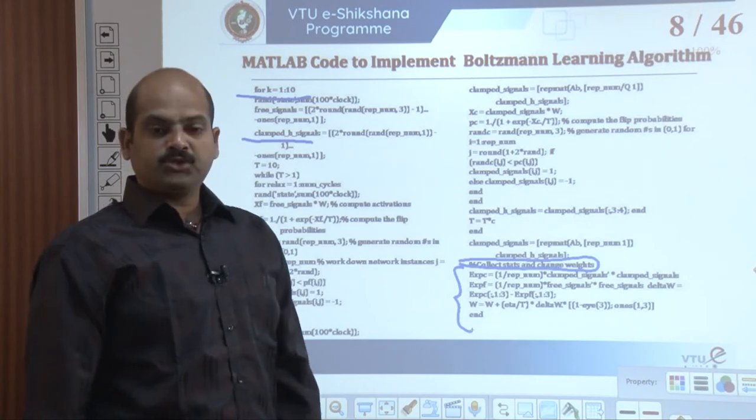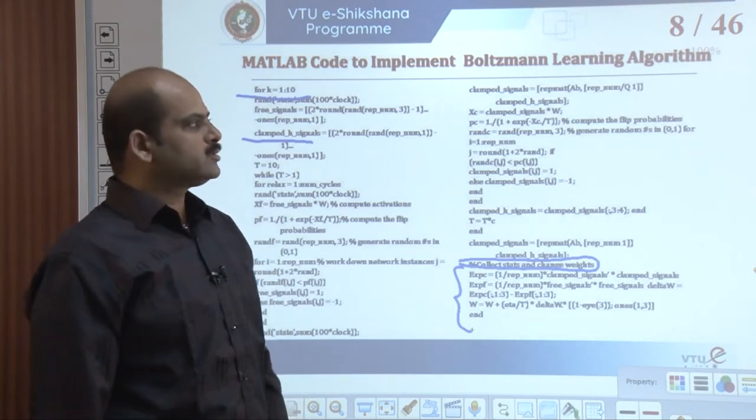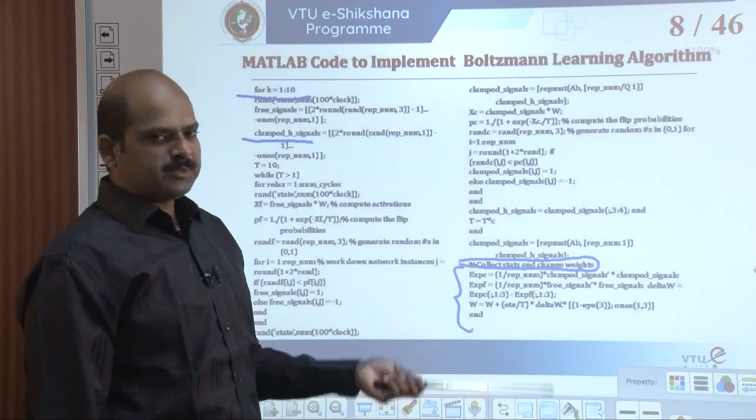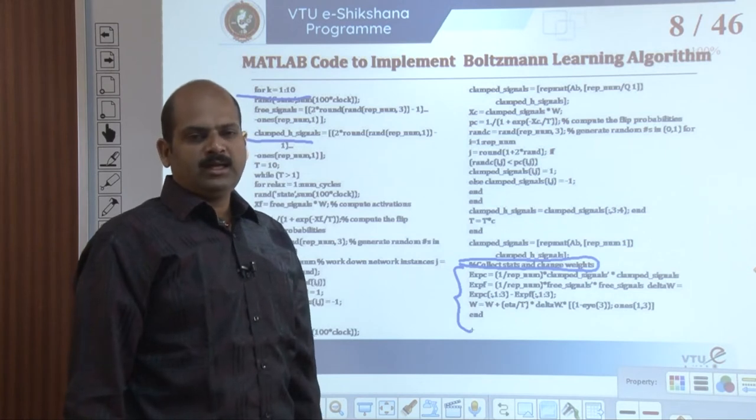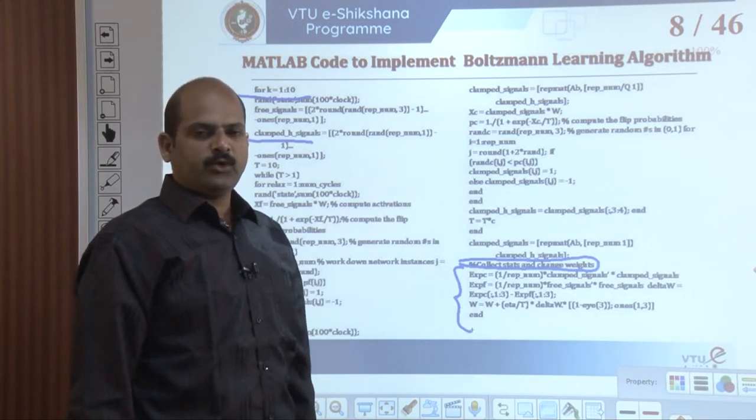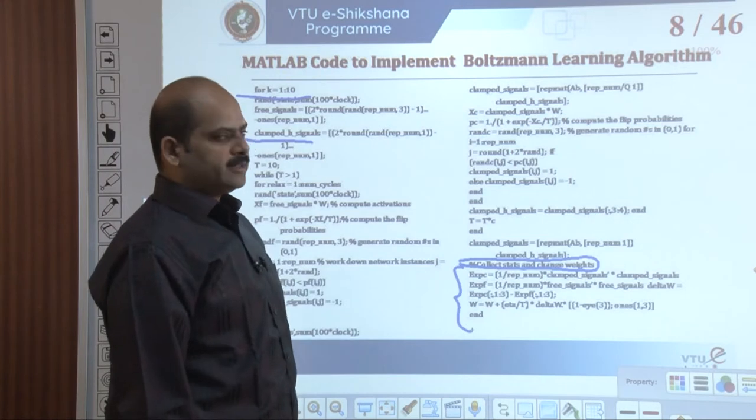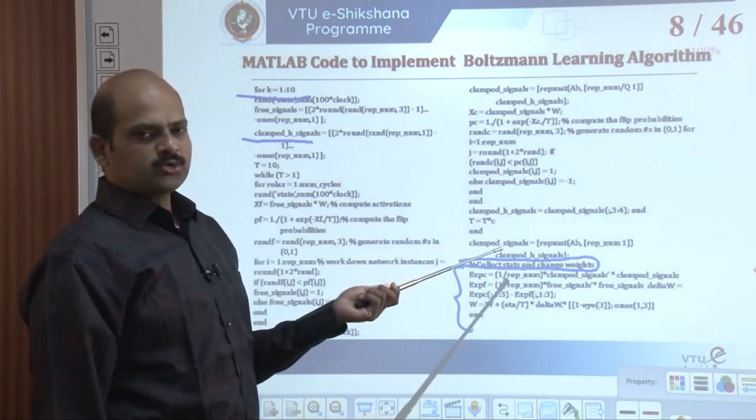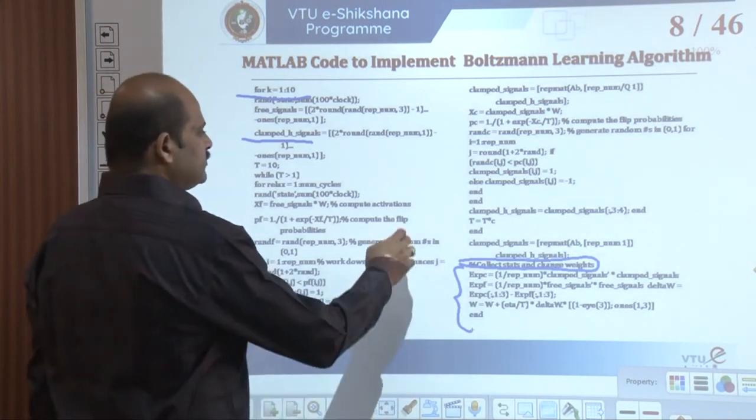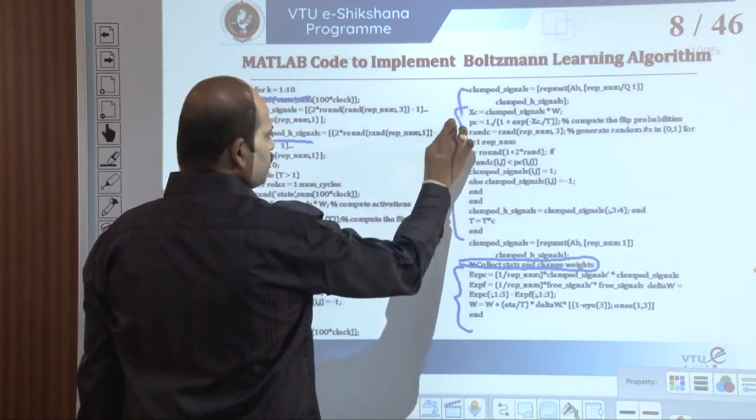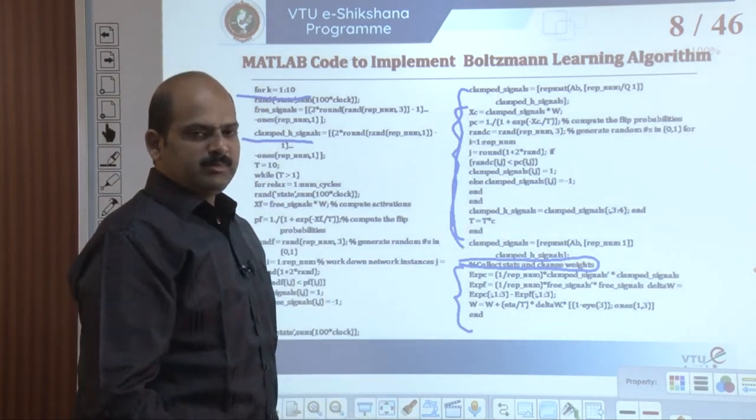Here we assume that all the variables and the network have been initialized. We implement this Boltzmann learning algorithm with a Boltzmann machine with binary signals and stochastic signal updates in accordance with the equations we have already come across. The clamped signals are taken into consideration here, and from this we carry out the simulation process.